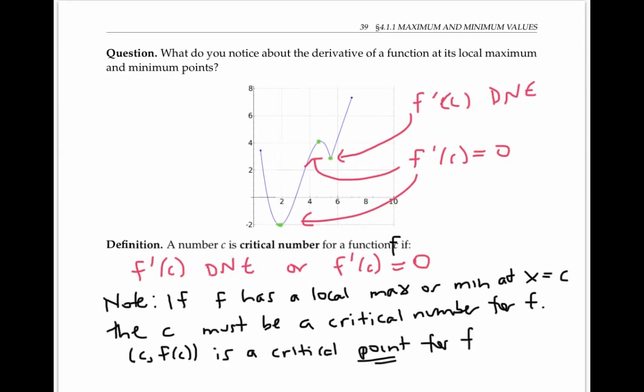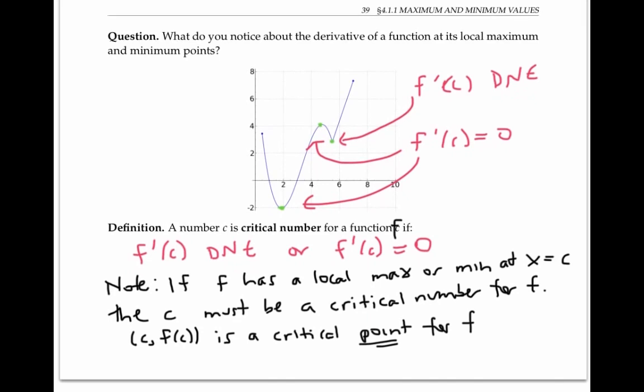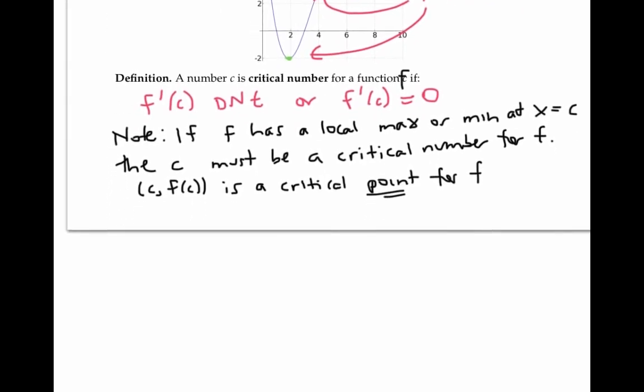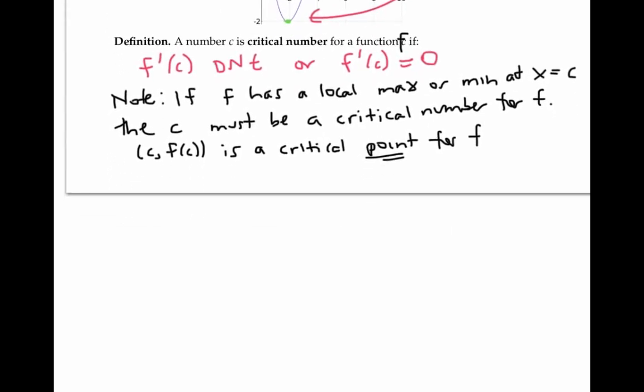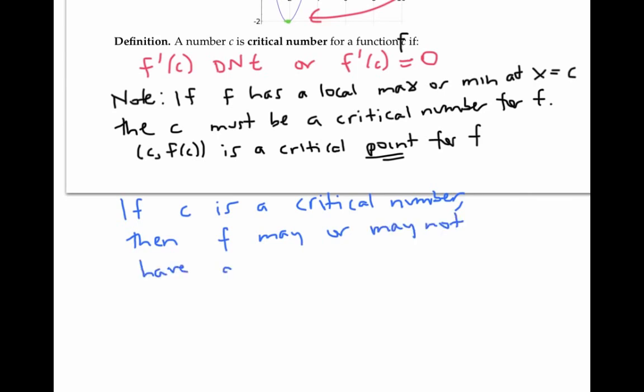It's important not to read too much into this statement. This statement says that if f has a local max or min at c, then c must be a critical number. But the converse doesn't hold. In other words, if c is a critical number, then f may or may not have a local max or min at c.